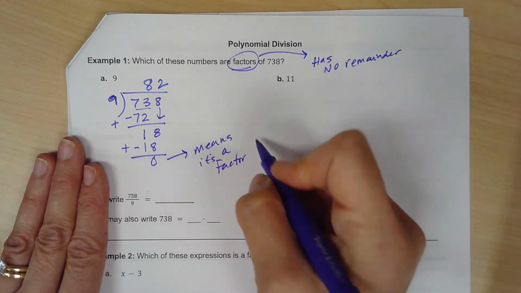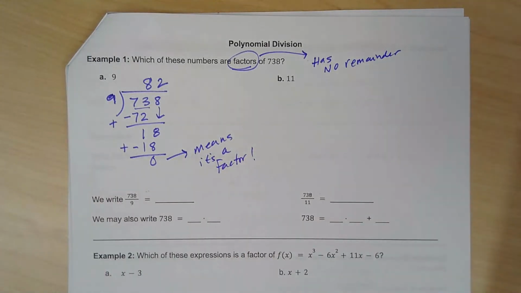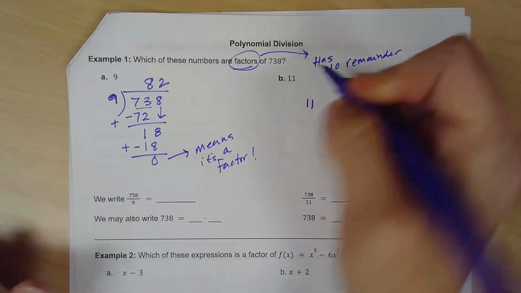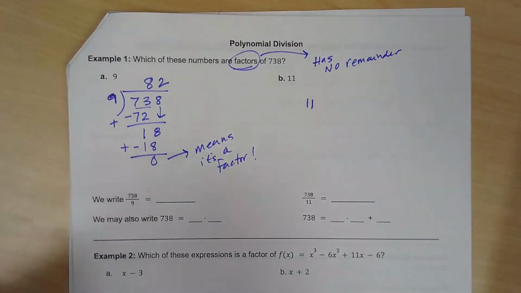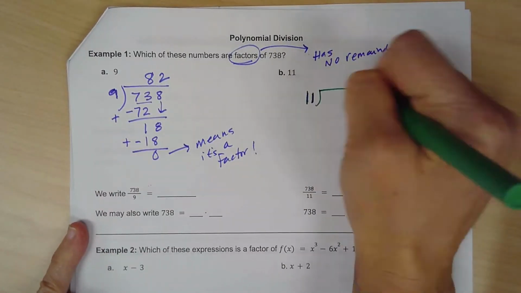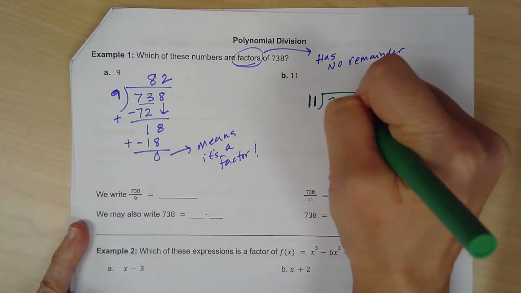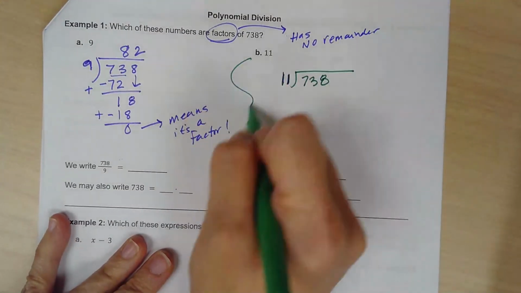Why? Because the remainder is 0. That's why. So if I looked at this one over here, 11, and see if 11 goes into, a different color, if 11 goes into 738, you'll see that it's not a factor, and I'll show you.